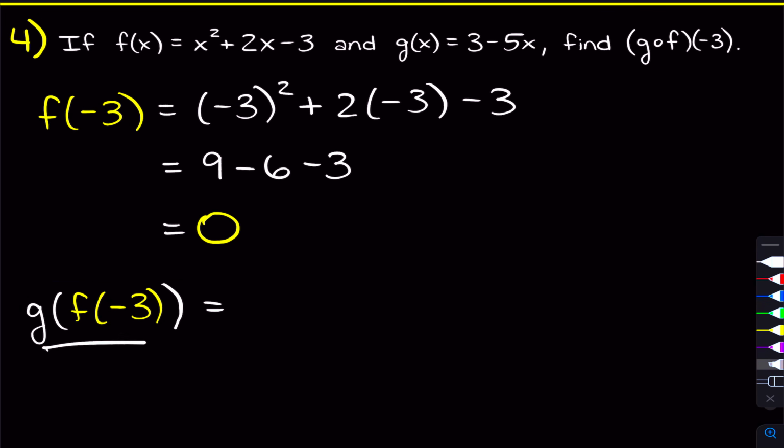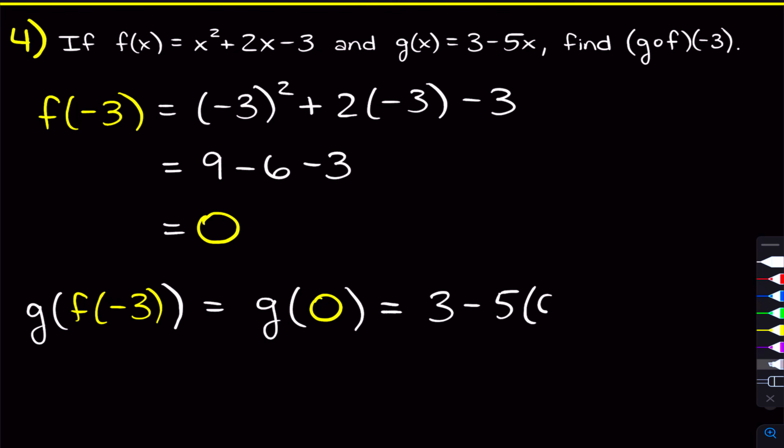So what we can do is down here, since we just found out that f of negative 3 was equal to 0, we substitute that in. We substitute in 0 for f of negative 3. And we know how to find g of 0. That's just going to be plugging 0 in for x in the g equation. So the g equation is 3 minus 5x. We're going to have a 3 minus 5 times 0. And 5 times 0, that's 0. So we're just going to end up with a 3 here. And that's going to be our answer for problem 4.